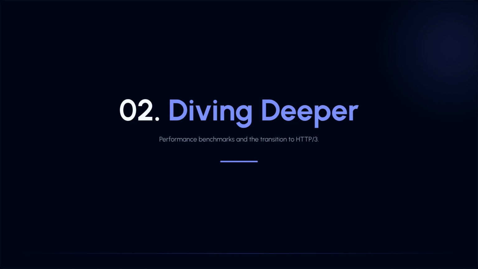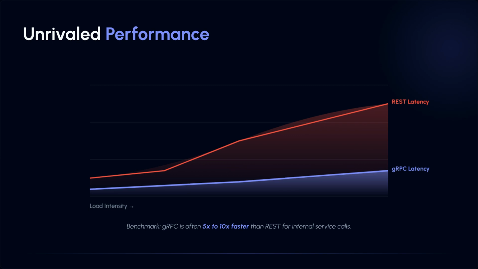Now that we understand the basics, let's talk about why engineering teams are so excited about gRPC. The answer is simple. Performance. When your application grows from thousands of requests to millions, communication efficiency becomes critical. Every millisecond matters. Every byte matters. And that's exactly where gRPC shines. In many benchmarks, gRPC can be anywhere from 5x to 10x faster than traditional REST communication for internal service calls. Why? Several reasons. Binary serialization with Protobuf, HTTP2 multiplexing, persistent connections, reduced network overhead.